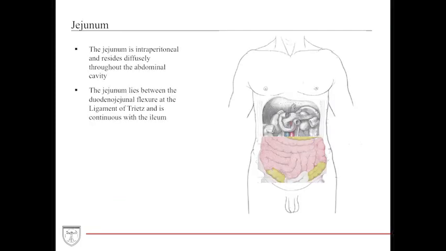The next section we're going to talk about is the jejunum, as we already talked about the duodenum in the chapter on the stomach and duodenum. The jejunum is an intraperitoneal organ that resides diffusely throughout the abdominal cavity. It resides between the duodenojejunal flexure at the ligament of Treitz, and then it's continuous in a nondescript manner with the ileum. This ligament of Treitz is a little muscular ligament that attaches the duodenum to the jejunum and holds up this segment, which allows unidirectional flow of food contents.